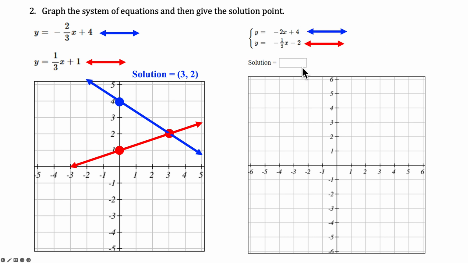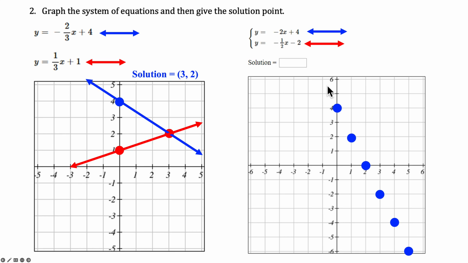Next one, again, first line blue, second line red. Let's go again. Plot 4 on the y-axis. That's my y-intercept. Now we're going down 2 and then to the right 1. Down 2, right 1, and continue the pattern.